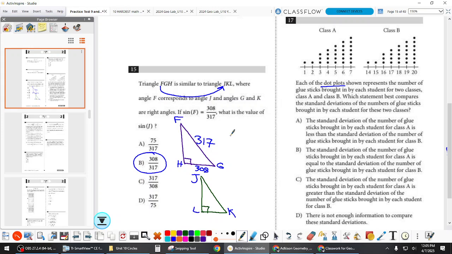I probably would start, so if it was me and I'm a slow test taker, so I have to do strategies to save some time, I would probably start here, like start at the question. Which statement best compares the standard deviations of glue sticks brought in by each student, okay? Or for the 2 classes. Do you guys know what standard deviation is?